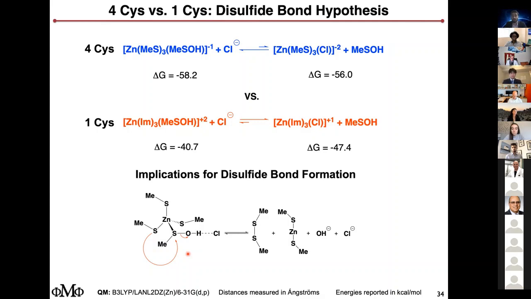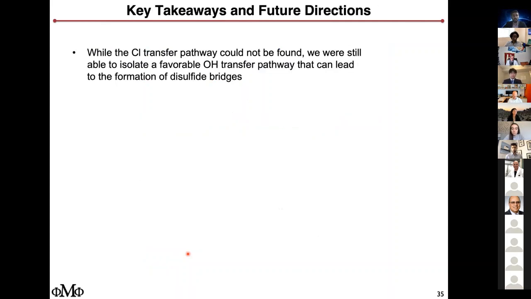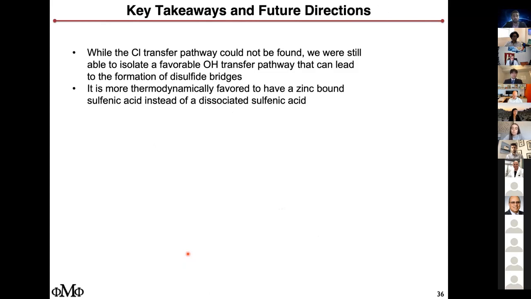So those were my main findings, and some key takeaways of my research is that while the Cl transfer pathway could not be found, we were still able to isolate a favorable OH transfer pathway that can lead to the formation of disulfide bridges. And we found that it was more thermodynamically favored to have a zinc-bound sulfonic acid instead of a dissociated sulfonic acid. And lastly, the OH transfer activation energy barrier is lower within a 4-cysteine system.